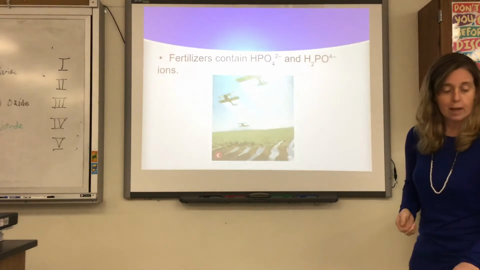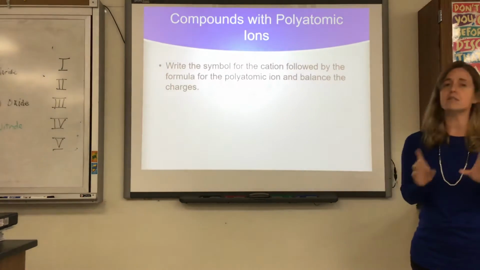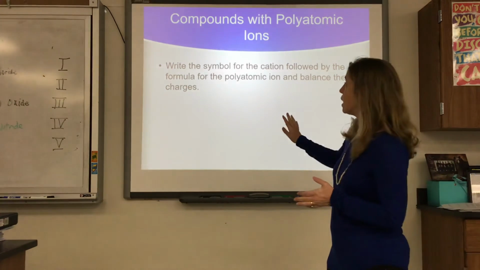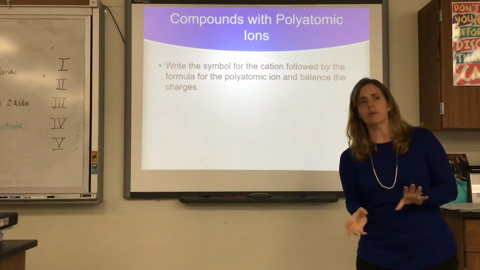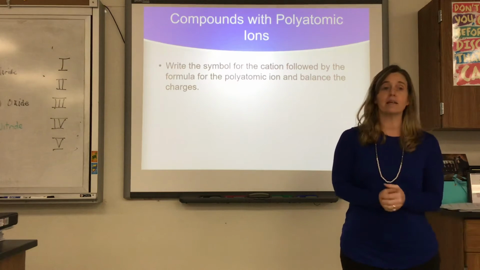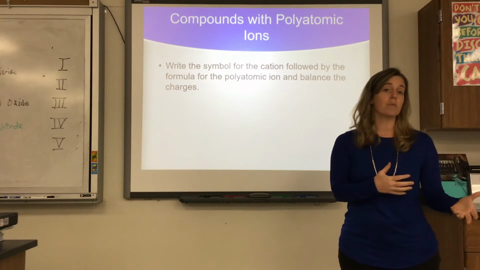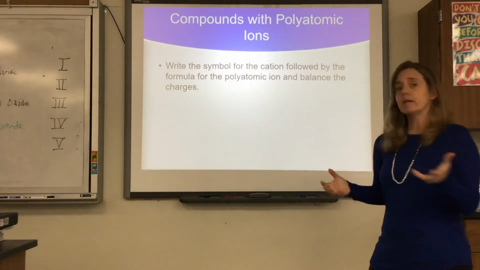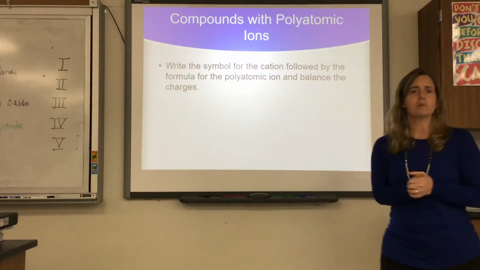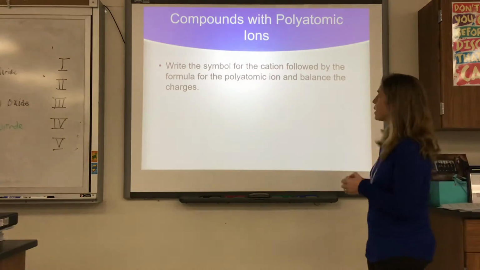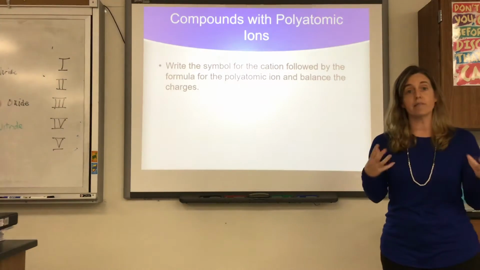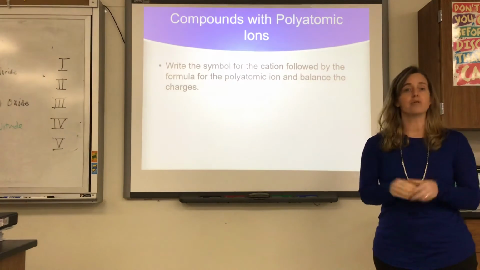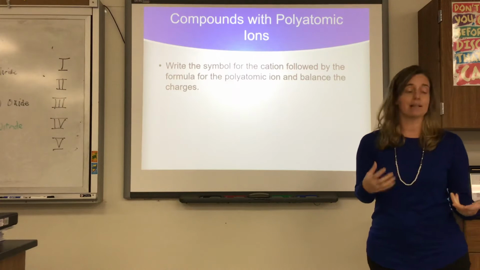Okay? Now, this is going to be a little more complicated than what we did yesterday, because writing the formulas, there's just one more added thing that we don't do when we write binary ionic compounds. So you're going to start off the same way as we did with binary ionic. You're going to write the symbol for the cation, the positive ion, and then you're going to follow it by the formula for the polyatomic ion. So that part's going to be exactly the same.